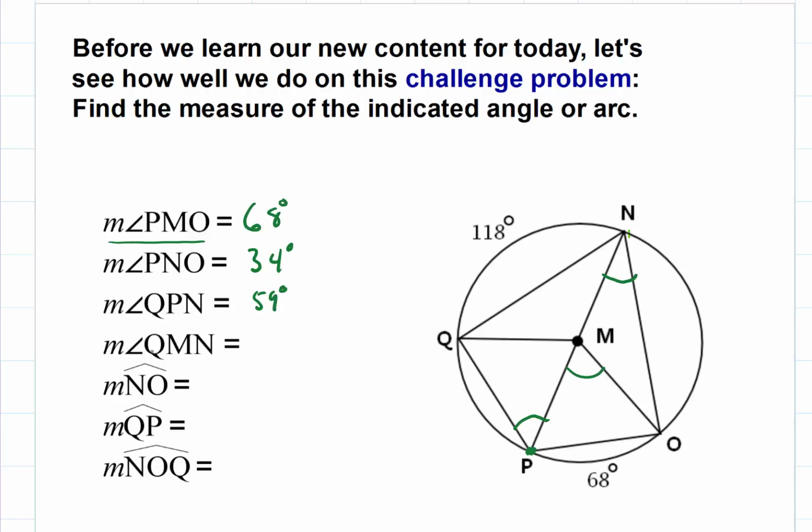Next we'll look for angle QMN. Well, that's a central angle. It corresponds to the inscribed angle QPN as far as the intercepted arc, and the arc is 118 degrees, so the angle is 118 degrees.